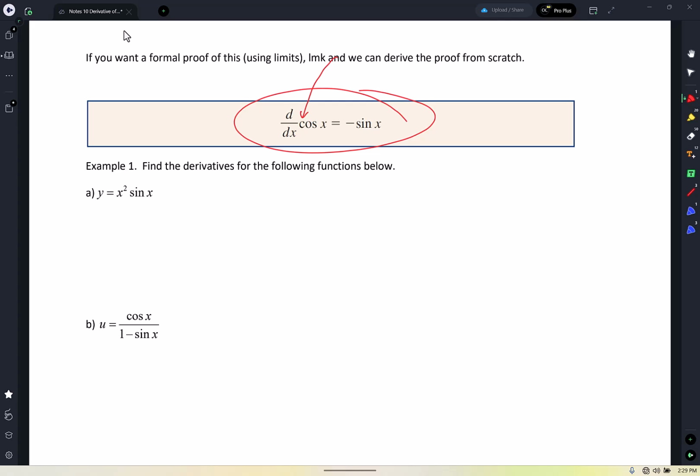See? Come on, guys. All right, here we go. Look, I'm taking the derivative of x squared sine x. What rule do I need?